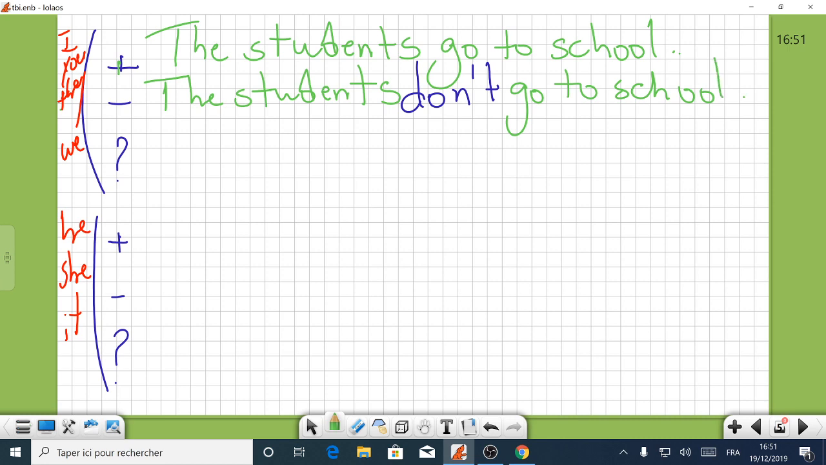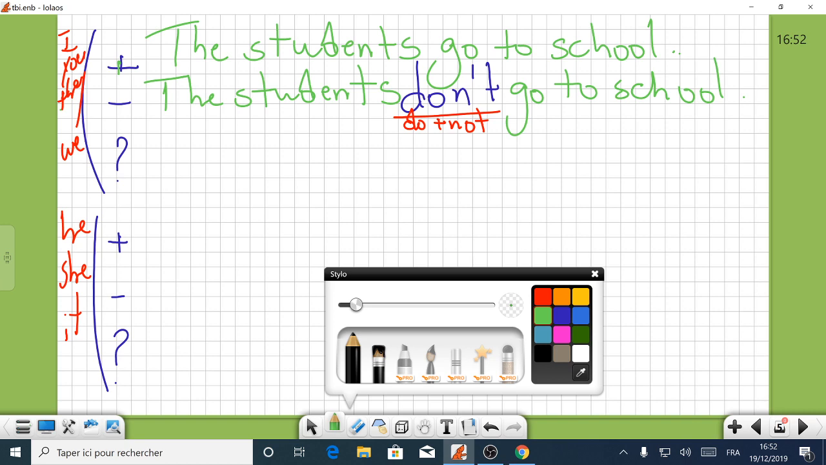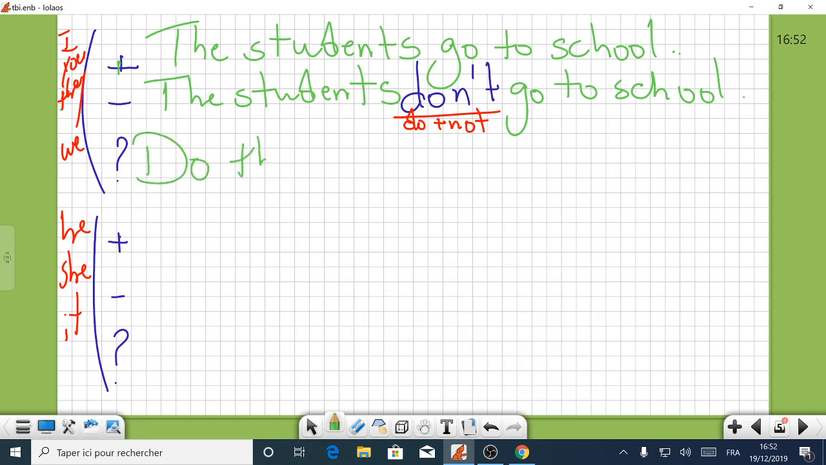Of course, the students go to school, and here we have the students don't go to school. What do we add here? We add don't. What is don't? It is do plus not. Full form and short form, we say do not. So the students don't go to school. And if you want to make it a question, we have inversion of the subject and the verb. So what is it going to be like? We say do the students go to school?